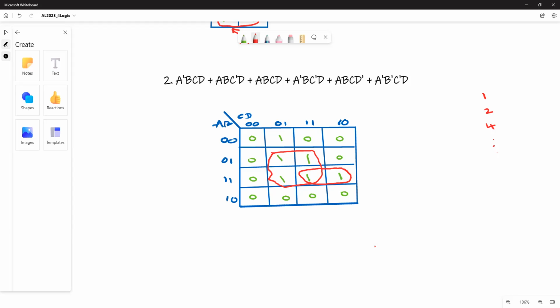Similarly, we have this one, right? We cannot have 4, but we can combine these two, make a group of 2. So there is another group. So now you can see we can make 3 groups.